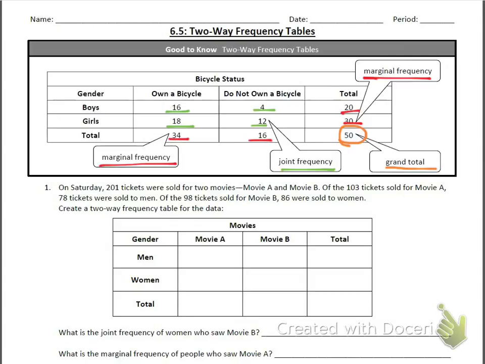So it's the same thing in the table. The joint frequency of girls that do not own a bike means I'm looking in the row for girls and then the column for do not own a bike.